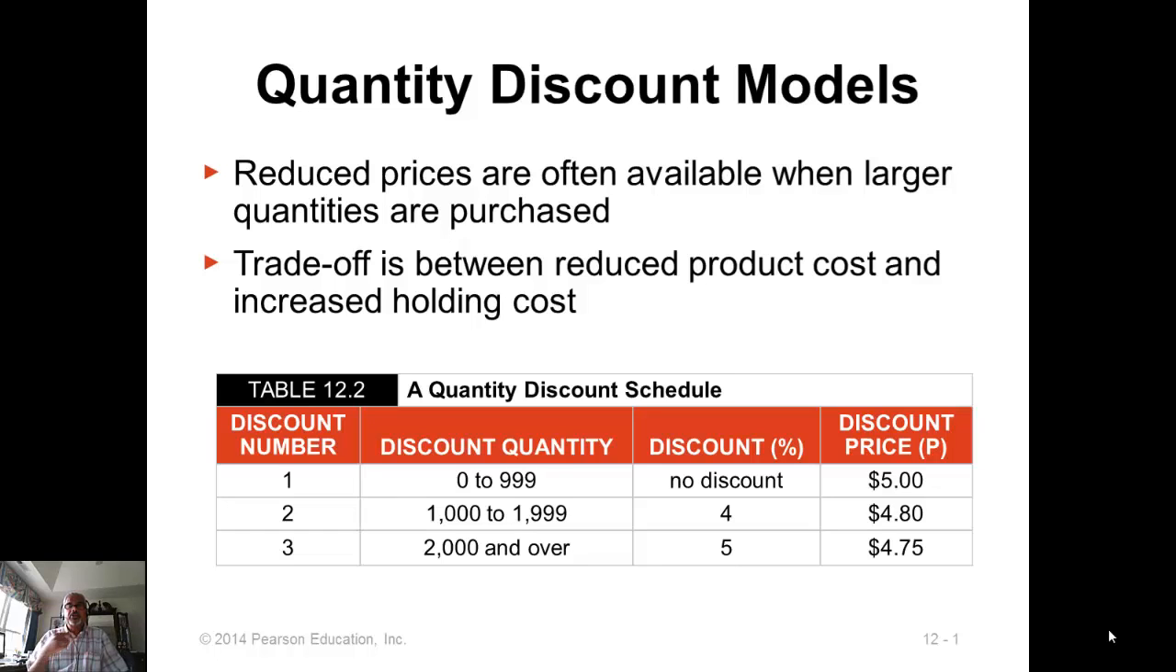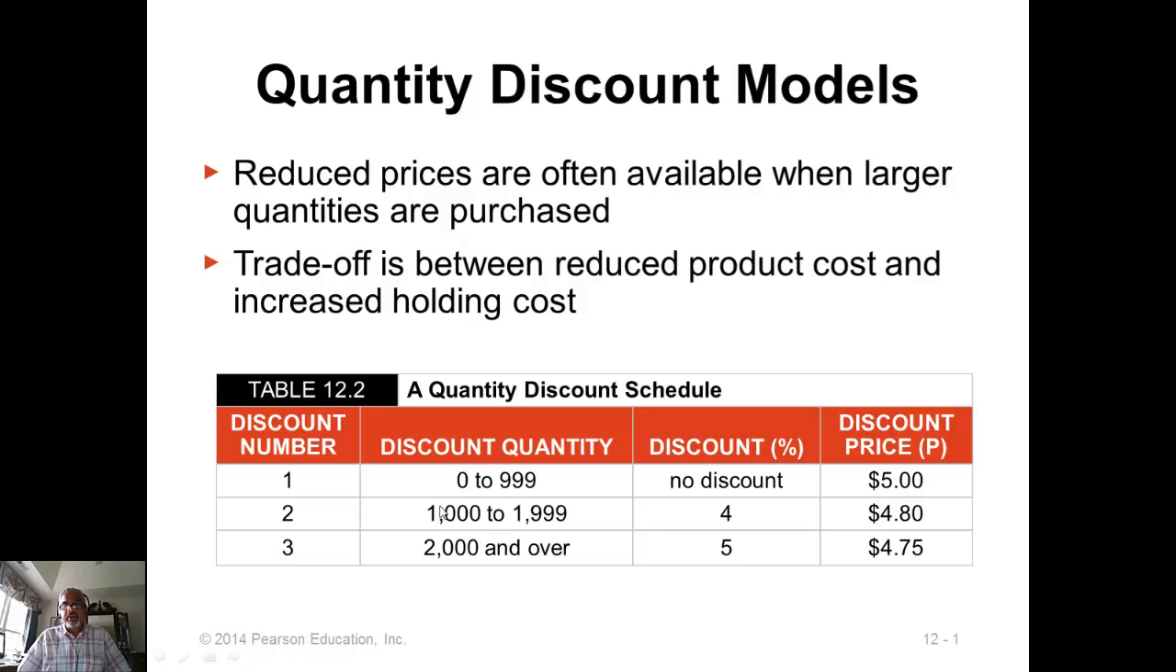The next model is the quantity discount model. Here we are relaxing the assumption that the price of the item remains constant. Besides the setup cost and the ordering cost that were variable, the item cost is also variable. So here, for example, for order quantities from 0 to 999, there is no discount. So the price of the item is $5.